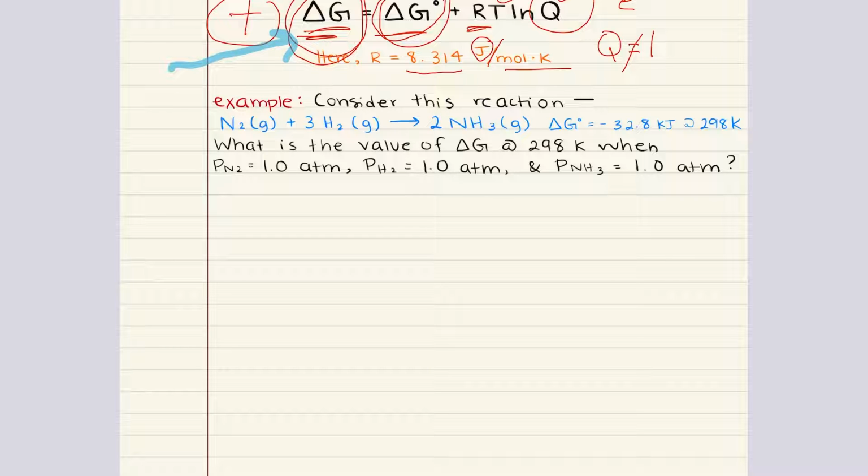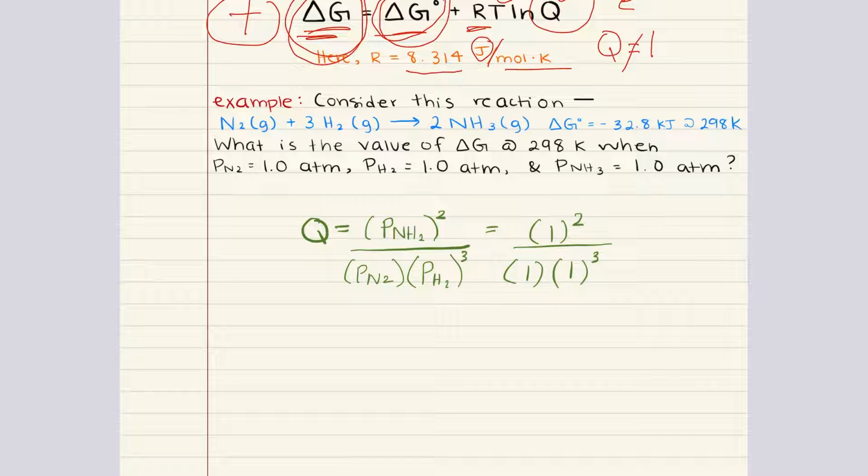The first thing we want to calculate actually is Q. So let's go ahead and do that. Q is going to be the partial pressure of the products raised to their respective stoichiometric coefficients divided by the partial pressures of the reactants raised to their respective stoichiometric coefficients. So we have the following expression for Q. Now we're given the partial pressure for each of these gases, so we can go ahead and plug them in. It's just 1 squared divided by 1 multiplied by 1 cubed. Very easy calculation. This gets us 1.